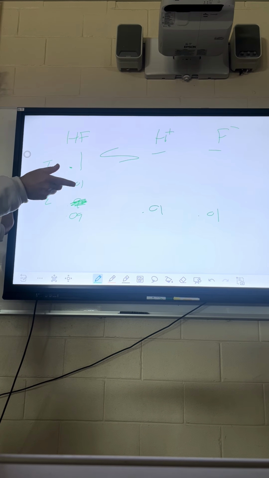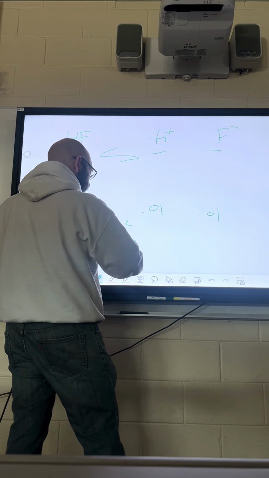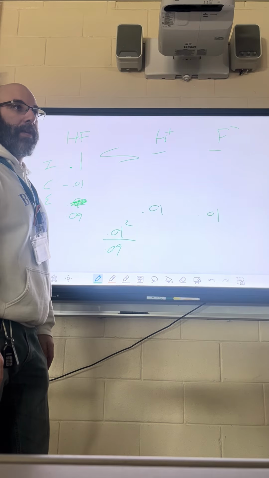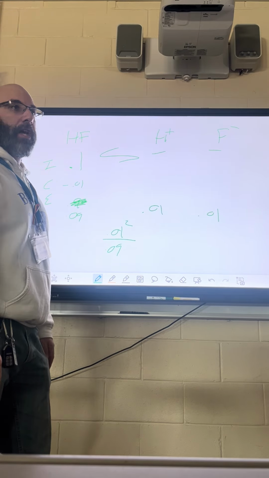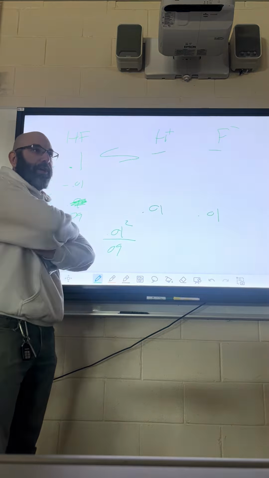If we did the math, 0.01 squared divided by 0.09, that's definitely going to be less than 1. It always works out like that, because since it doesn't fully dissociate, your denominator has to be bigger than your numerator.